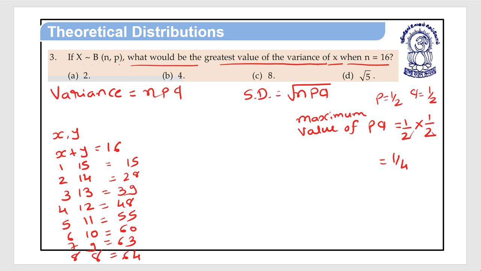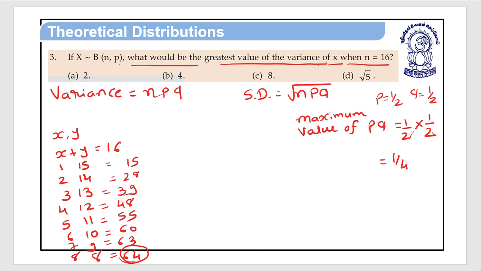Here the greatest value is 64, from 8 and 8. When the difference between two numbers is less, then the product value is bigger. Take 8 minus 8, it is 0, and 8 eights are 64.